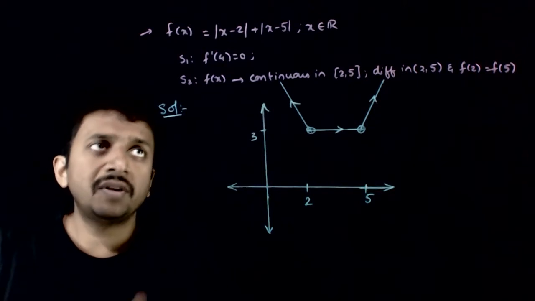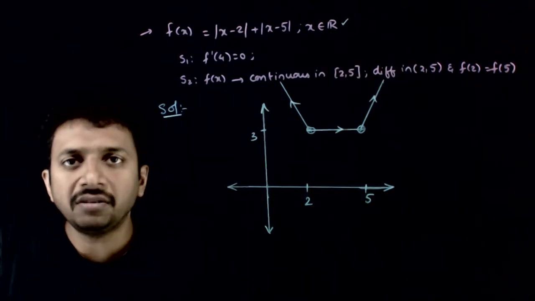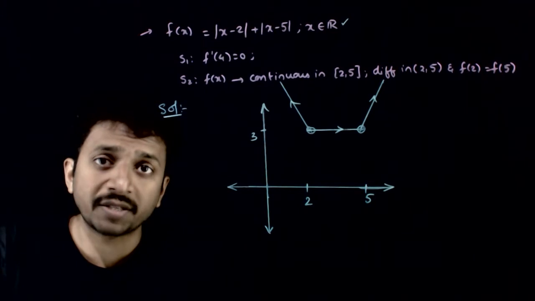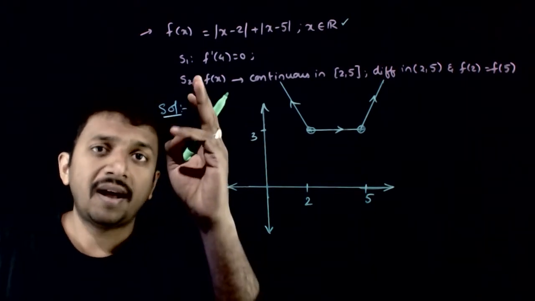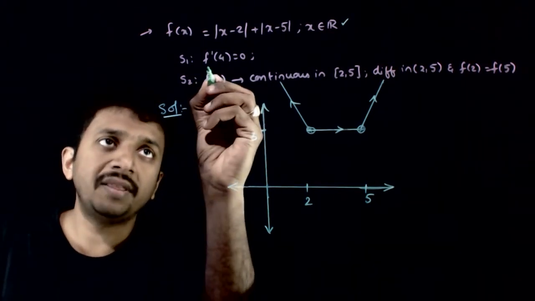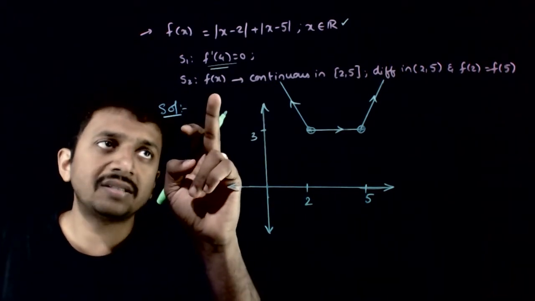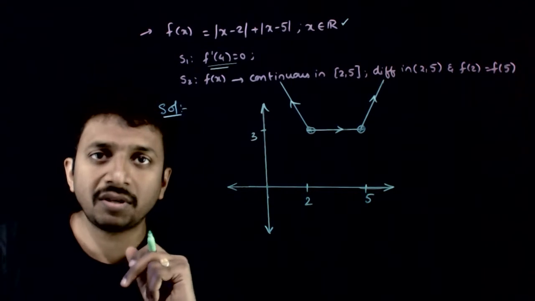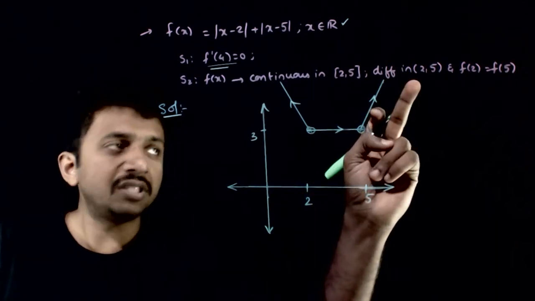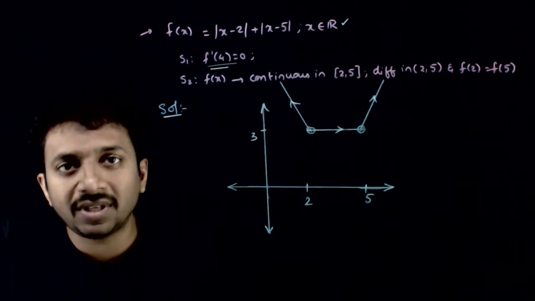Students, so in this question you're given that f of x, the function, is mod x minus 2 plus mod x minus 5. You're asked in the first statement if you're given that f dash of 4 is equal to 0. And the second statement is f of x is continuous in closed 2, 5, differentiable in open 2, 5, and f of 2 is equal to f of 5.